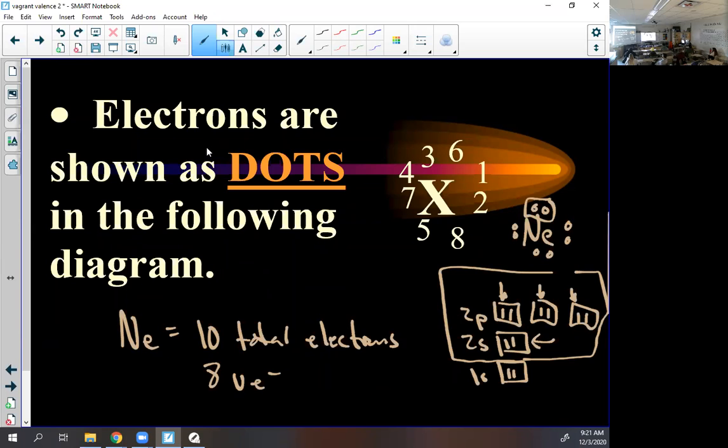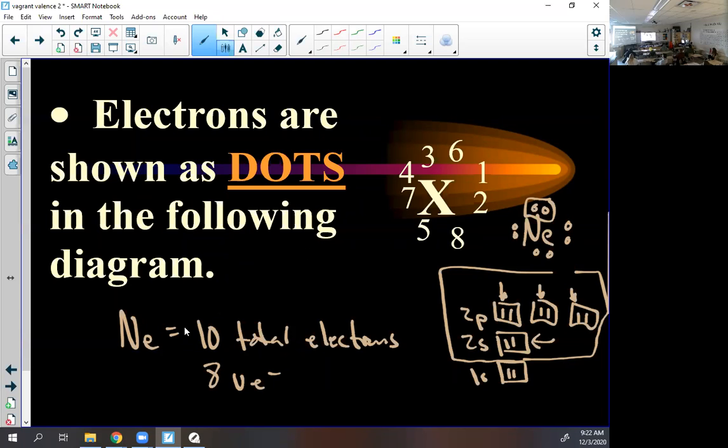Okay, so electrons are shown as dots in the following diagram. So 1, 2, 3, 4, 5, 6, 7, 8, whatever. Just put those 8 dots around it. I really don't care where they go.